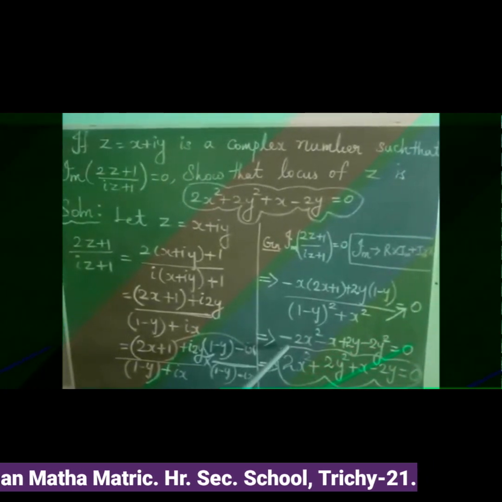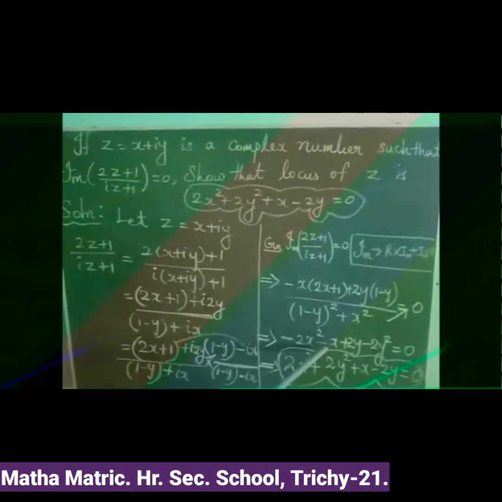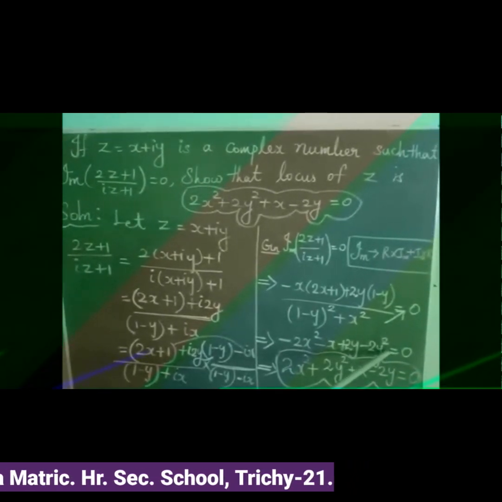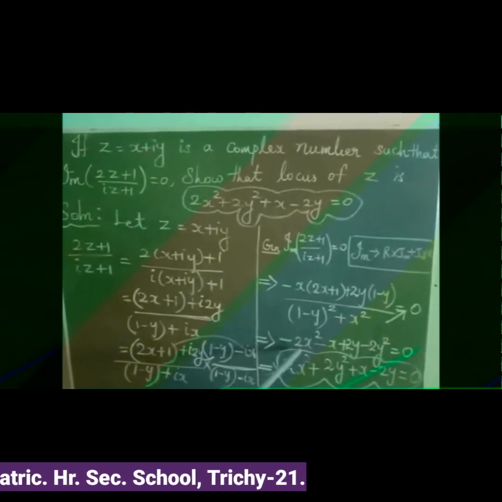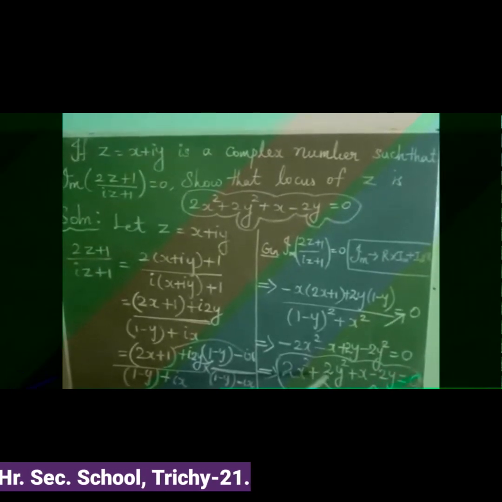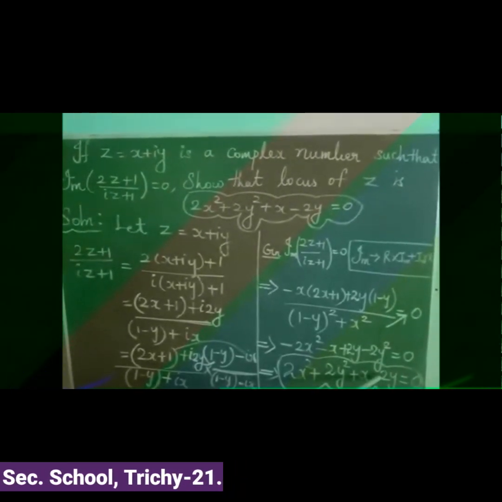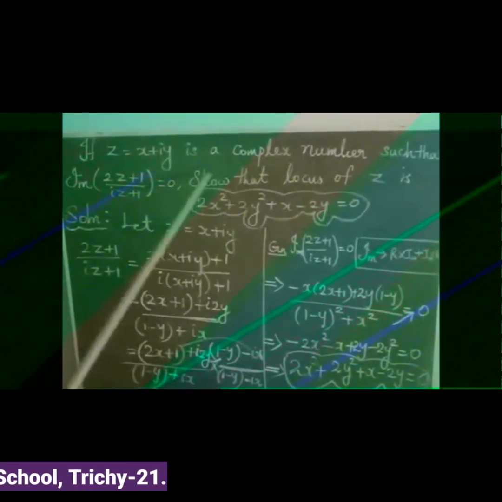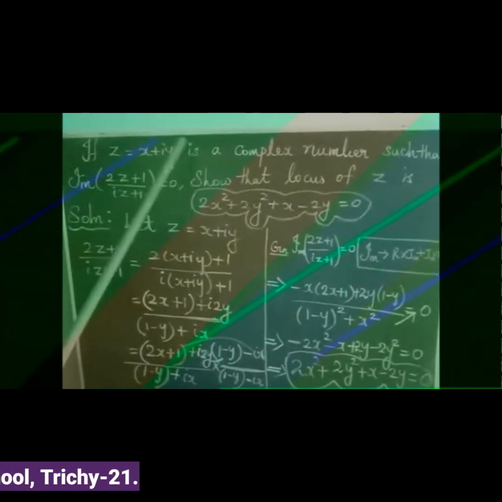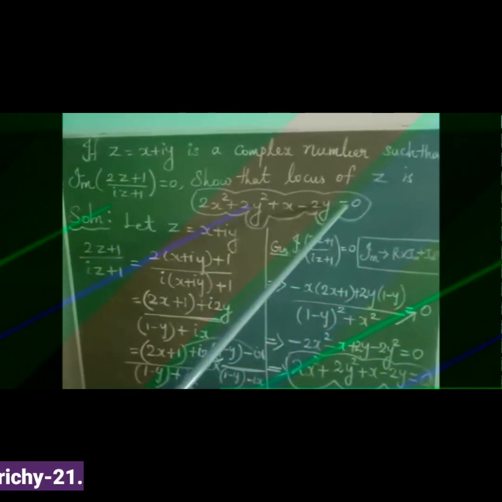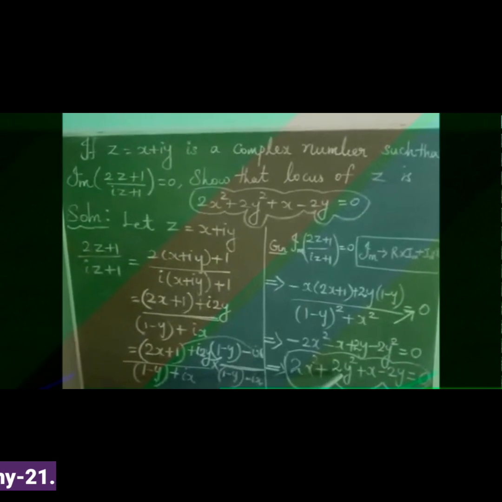So we are getting the answer as minus 2x square minus x plus 2y minus 2y square equal to 0. To get the result, divide throughout by minus sign. We are getting 2x square plus 2y square plus x minus 2y equal to 0. This is the required locus of Z. What is given in the question? Z is equal to x plus iy. The locus of this z value is 2x square plus 2y square plus x minus 2y equal to 0. The same answer we got. Likewise, you can derive the locus of z.